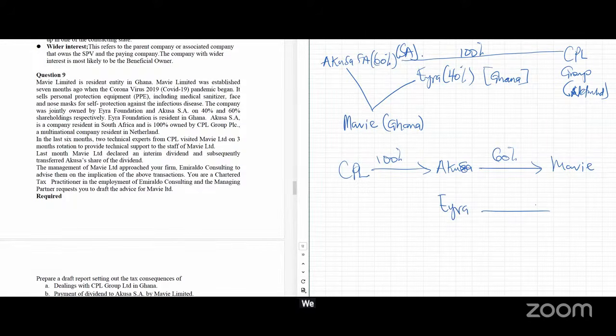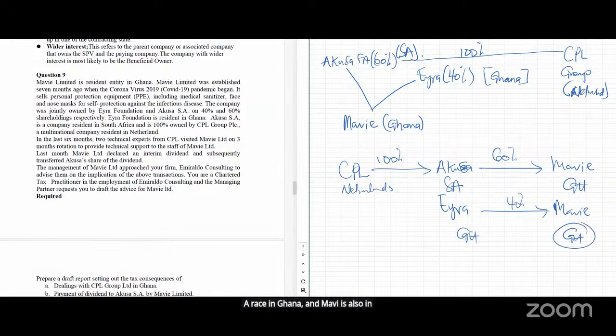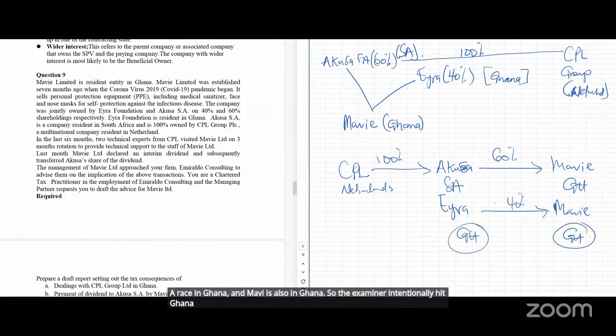We have ERA who also acquired 40% of Mavi. But here lies the case. CPL is in the Netherlands. Akusa is in South Africa. Mavi is in Ghana. Aira is in Ghana. And Mavi is also in Ghana. So the examiner intentionally hit Ghana to tell you that this thing isn't more than 25%.